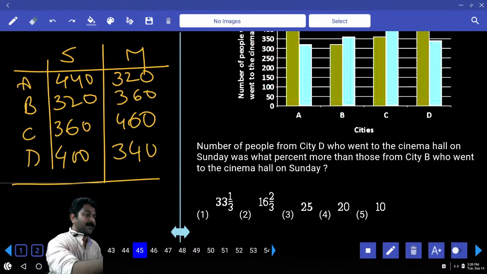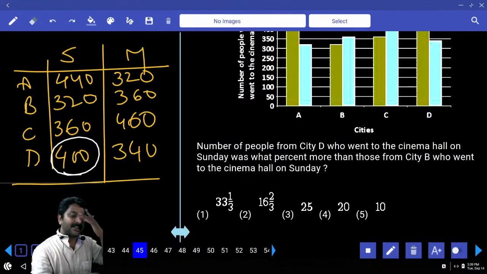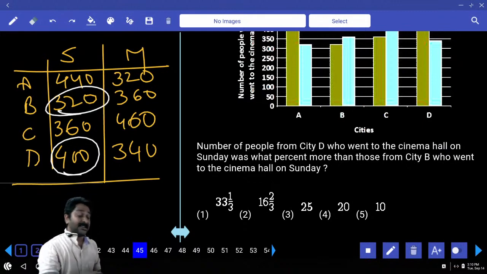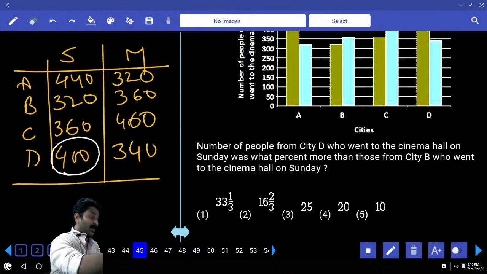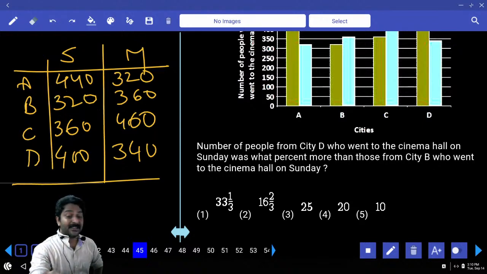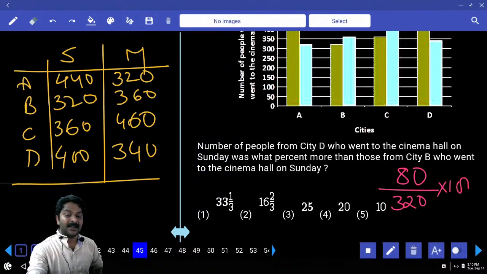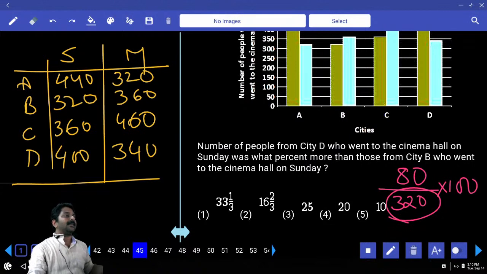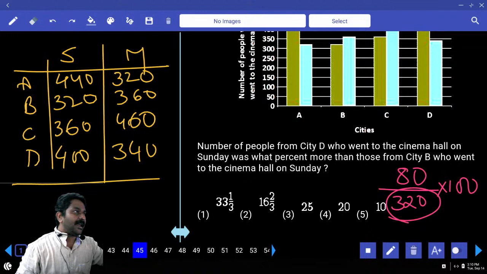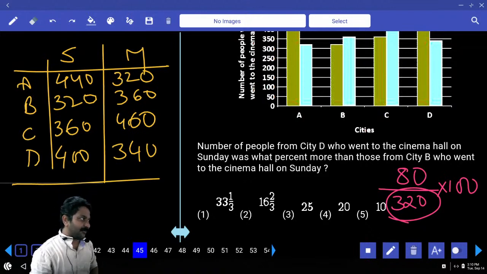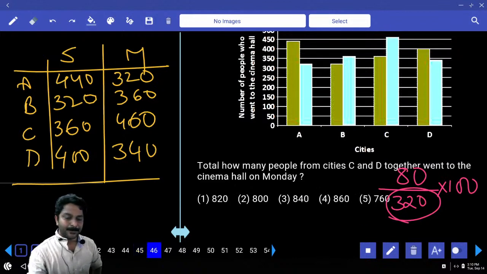Number of people from city D who went to cinema hall on Sunday, city D, 400. Was what percentage more than those from city B who went to cinema hall on Sunday? Yes, city B Sunday, 320. 400 is how much more than 320? 80 more from 320. Percentage into 100. 50% of the denominator, 160. 25%, 80. Or you can directly go with 80 cancellation, 80 ones and then 4 times. 1 by 4, 25%, third option.